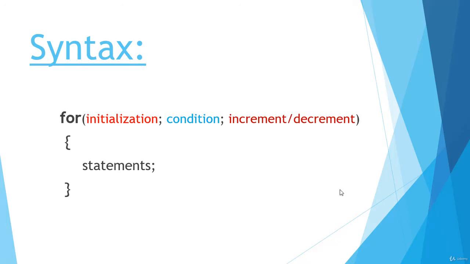If the condition is true, then it executes all the statements within the for loop. After executing all these statements, it again goes back to the increment or decrement portion and increments or decrements the variable. After that, it again goes to the condition and checks the condition. If the condition is true, then it executes all these statements. If the condition is false, then it breaks the loop and goes outside. So in this way, for loops work.